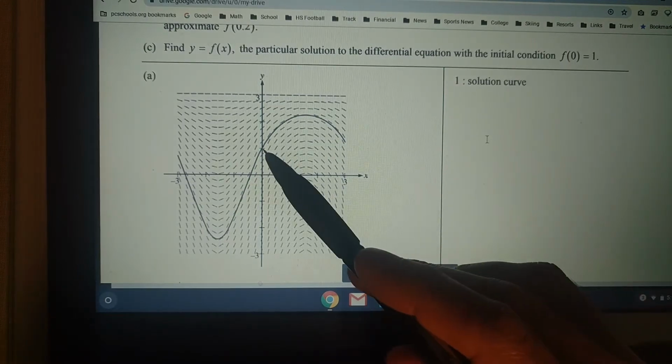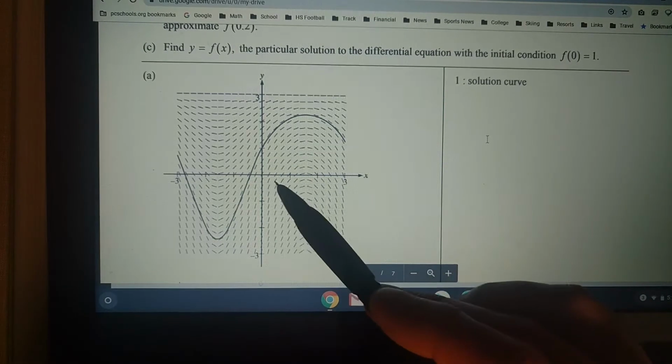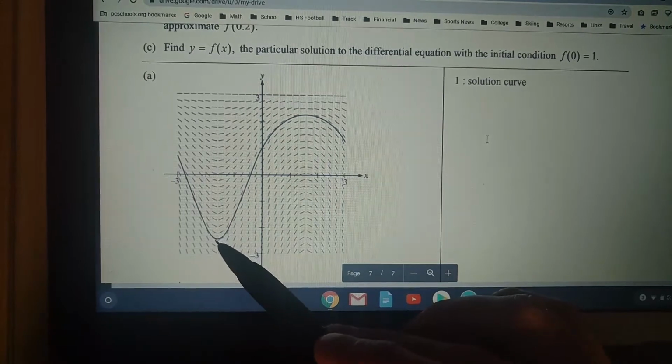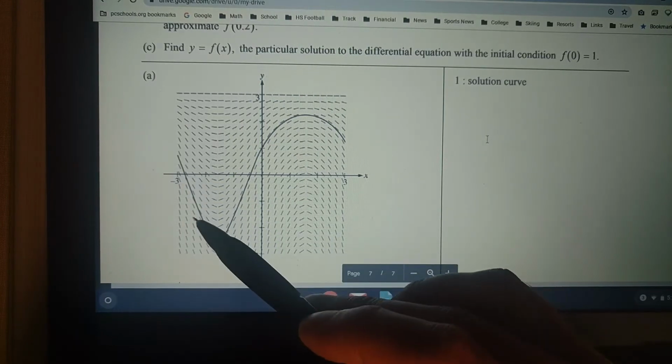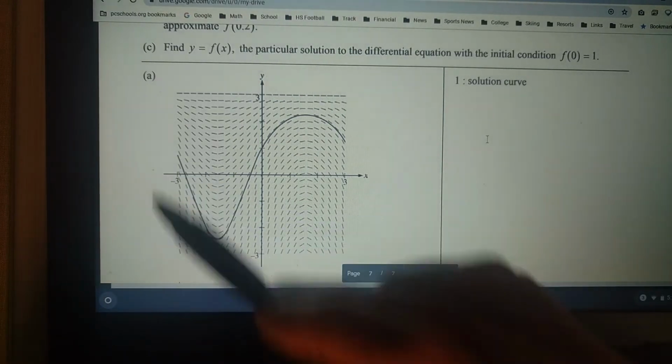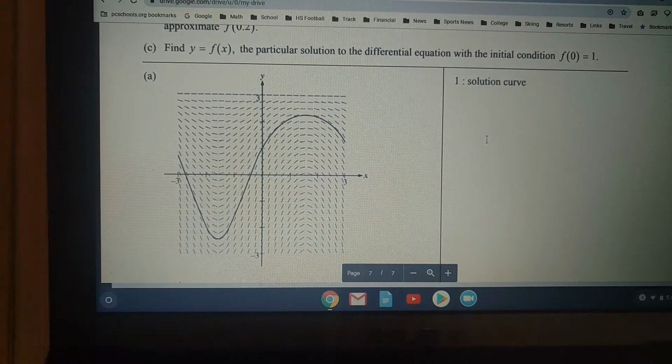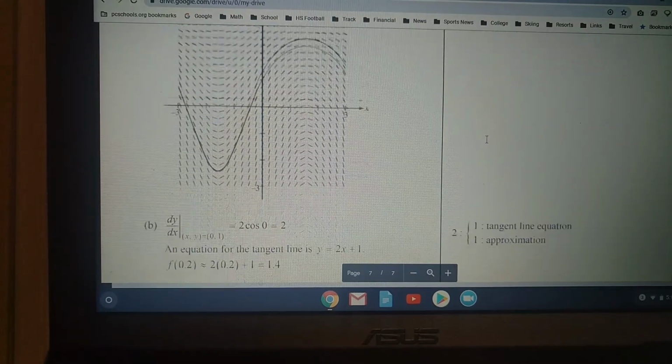Okay? After this point, it must go down below the x-axis, have a minimum value right here, turn, and come up. It doesn't necessarily have to cross over the x-axis over here. If you made it come up at an angle like that, it would still be okay. All right, that's 1 point.